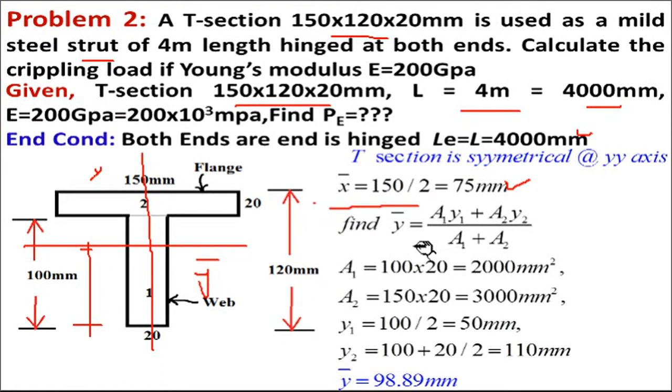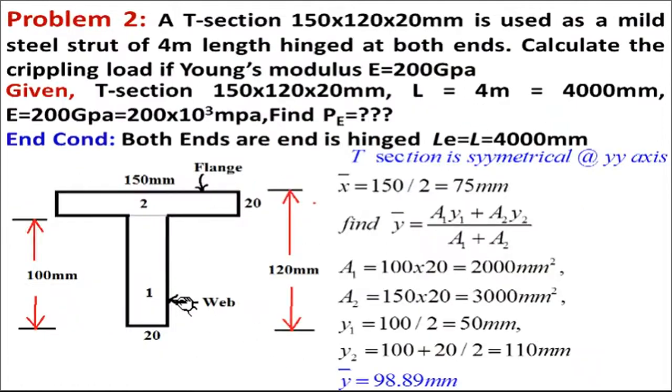And how to calculate that? You have solved these problems in mechanics. How to calculate y bar? Y bar equals A1 y1 plus A2 y2 divided by A1 plus A2. So I have called this particular section section 1. Now this one is section 1, up to this point it will be section 1.